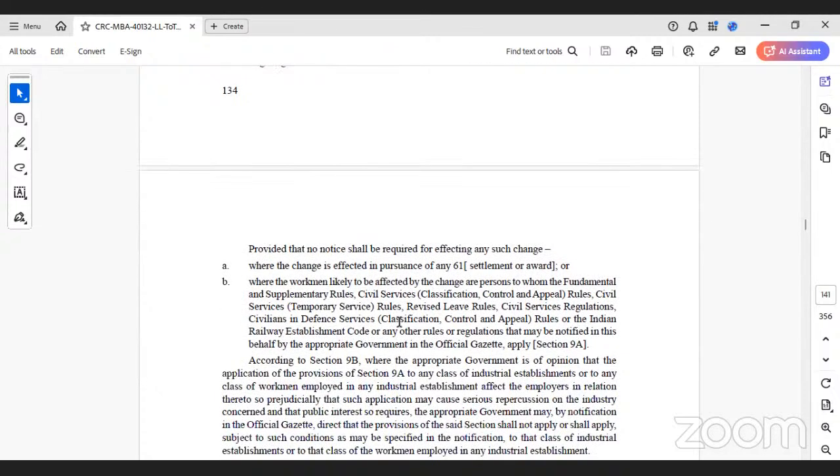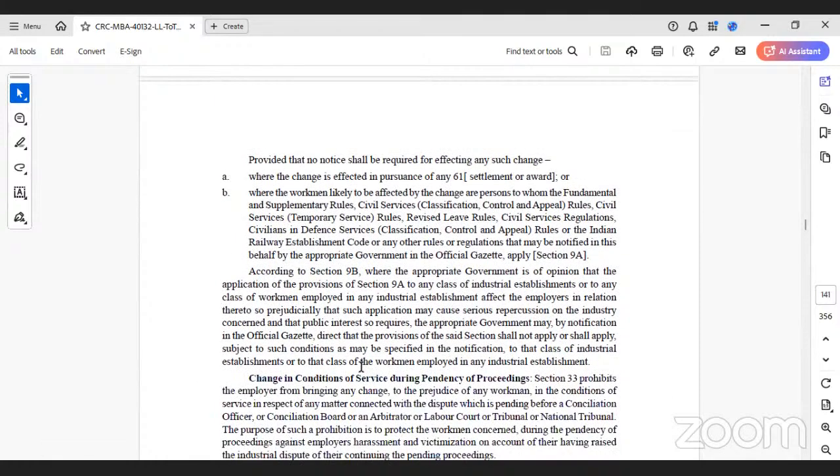And provided that no notice shall be required for effecting any such change, where the change is effected in pursuance of any settlement or award, where the workmen likely to be affected by the change are persons to whom the Fundamental and Supplementary Rules, Civil Services Regulations, Civilians and Defense Services rules apply. Okay, so unless the change has been awarded by the conciliation or any other board, the intimation is a must.